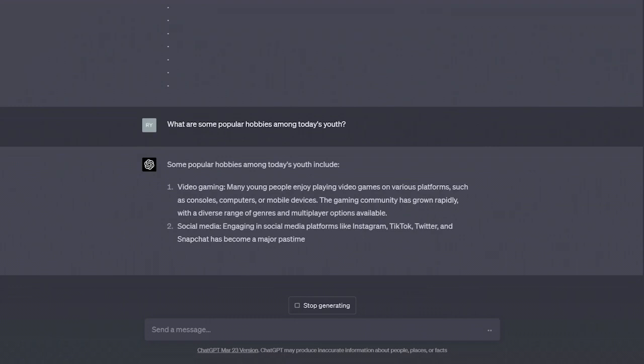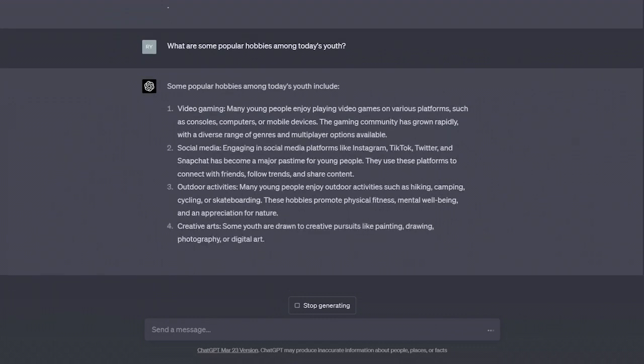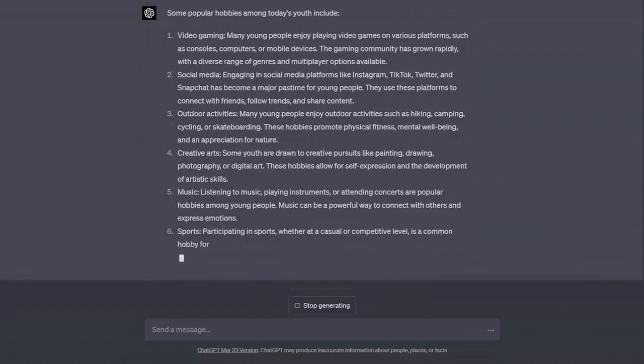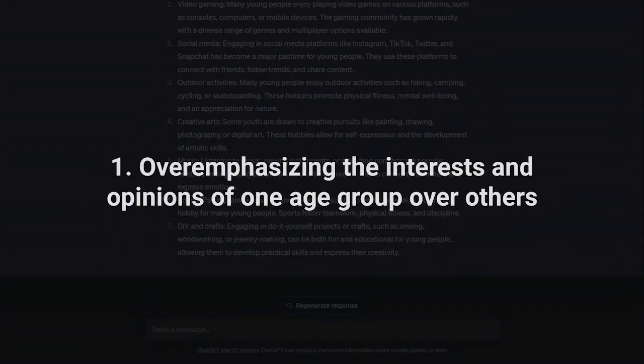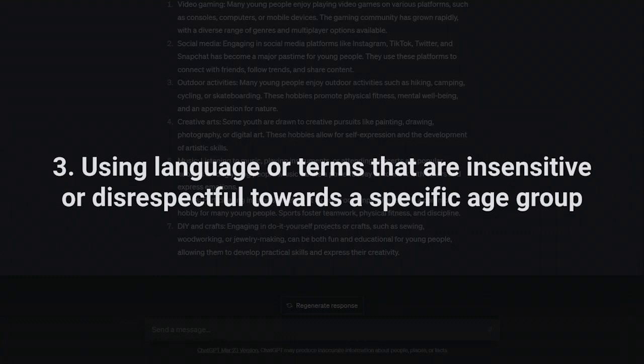Age bias occurs when AI language models generate responses that unfairly favor or disfavor a particular age group. This can be due to the presence of biased language, stereotypes, or prejudices in the training data, which is often sourced from the internet and contains societal biases. Age bias might manifest itself in various ways, such as: 1. Overemphasizing the interests and opinions of one age group over others. 2. Reinforcing stereotypes about age groups, such as the assumption that older individuals are less tech-savvy or that younger people lack discipline. 3. Using language or terms that are insensitive or disrespectful towards a specific age group.